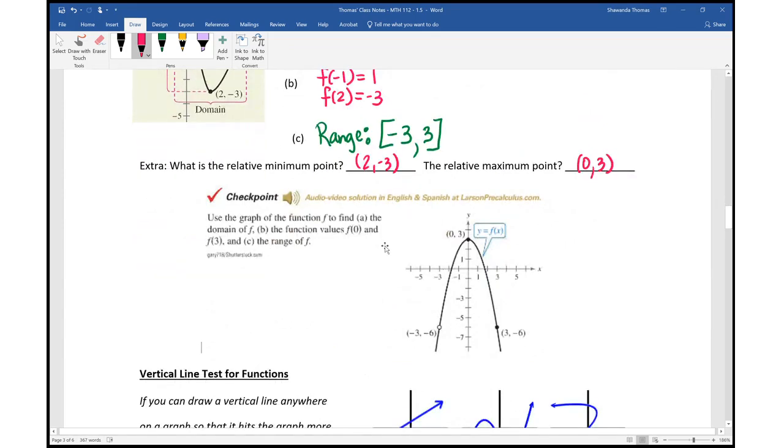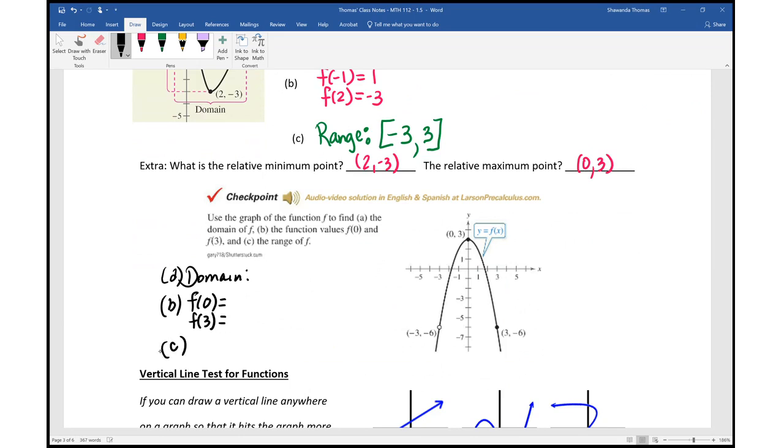Let's try one more. Use the graph of the function f to find A, the domain of f, B, the function values f of 0 and f of 3, and C, the range of f. Let's go with the easiest, f of 0 and f of 3. We need to find the function values for those. F of 0, this is 0 here. This is our point. It actually gives you the point to help you out. When x is 0, y is 3.